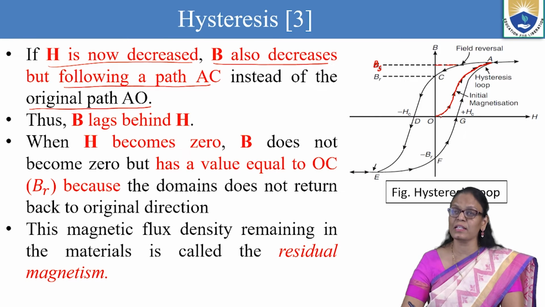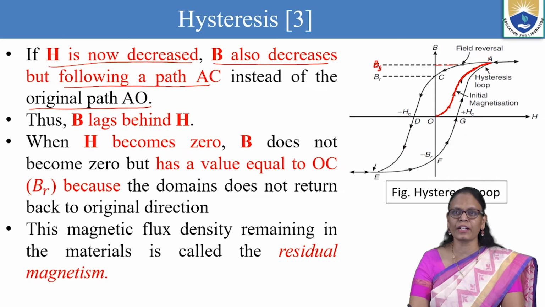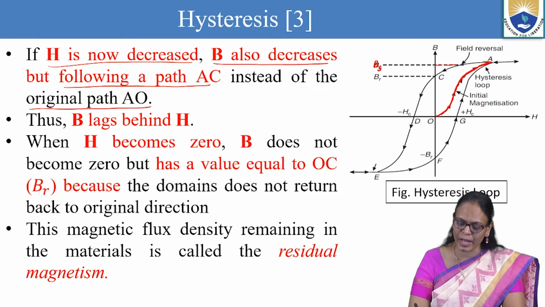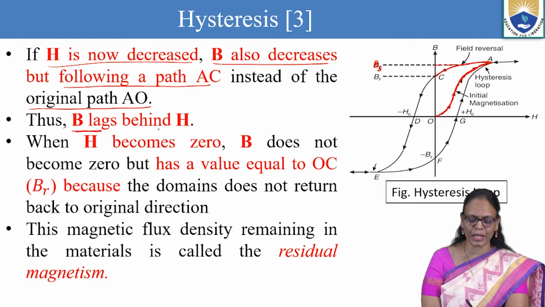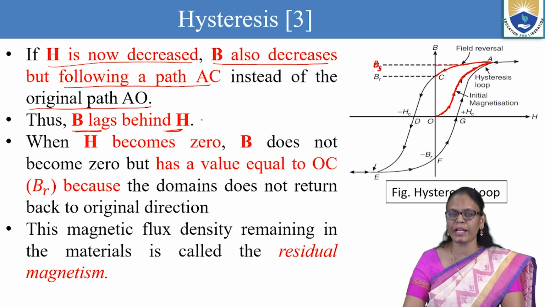Now when we are decreasing the intensity of the magnetic field, it should have come from A to O like this only. But it is not happening like that. It is following a different path. While withdrawing or decreasing the magnetic field, it is coming along AC. This is the path it takes from A to C. That means B is lagging behind H.